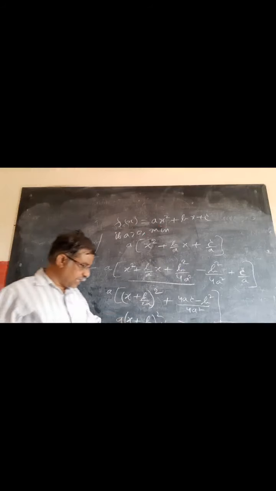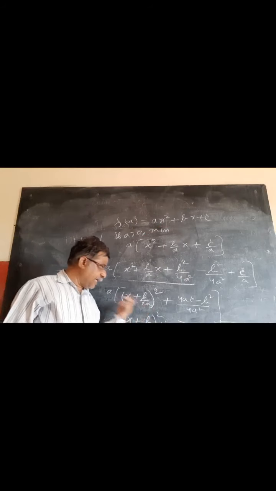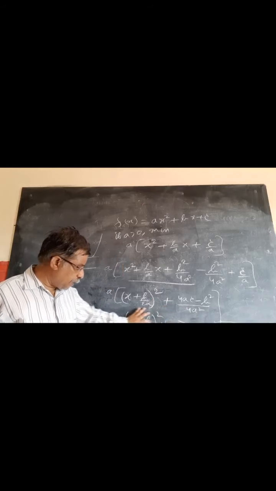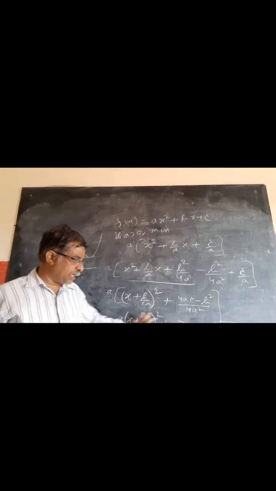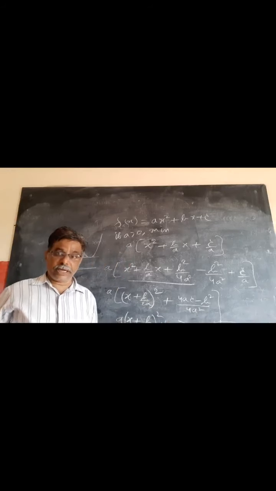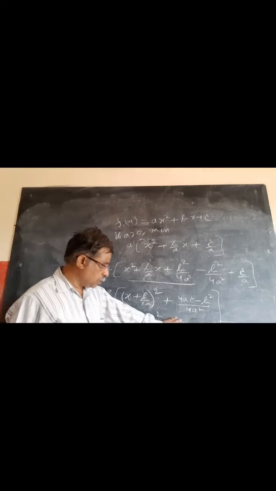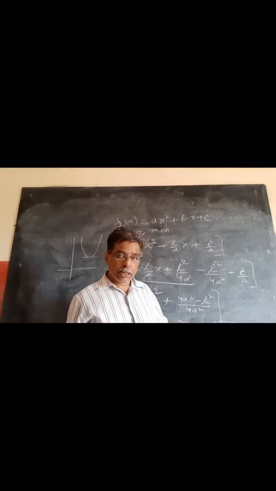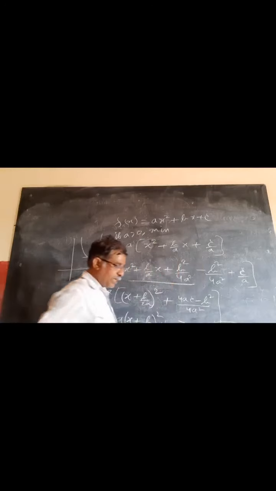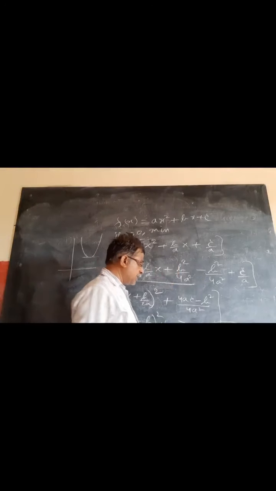So, if you observe here also, I am expanding a into this plus 4ac minus b square by 4a. Now, a is more than 0, means this whole part is greater than 0. I am adding 4ac minus b square by 4a on both sides. Automatically this whole expression is greater than this. Means f of x is greater than or equal to this.